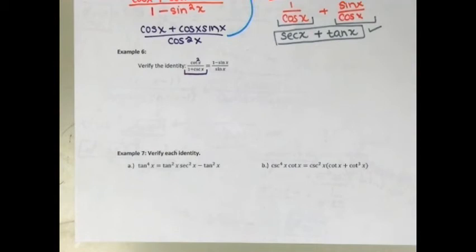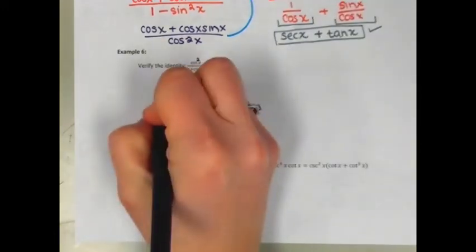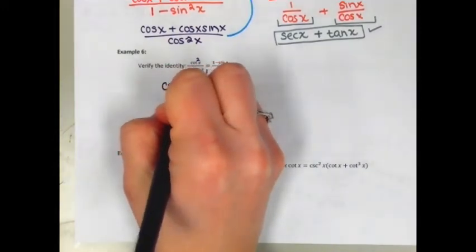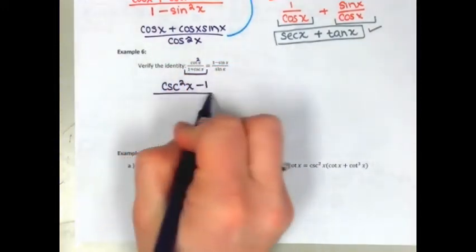Okay. What do we know about cotangent squared x? Do we know anything about that? That is equal to cosecant squared x minus 1. Yeah.